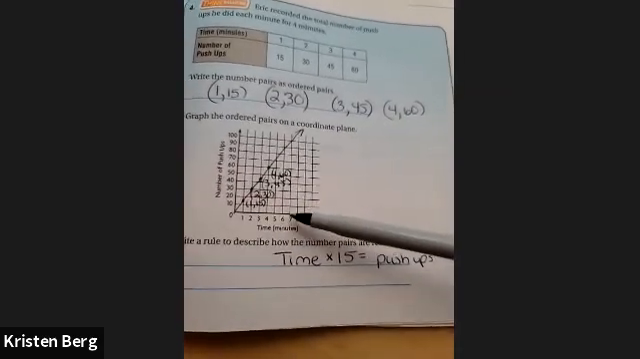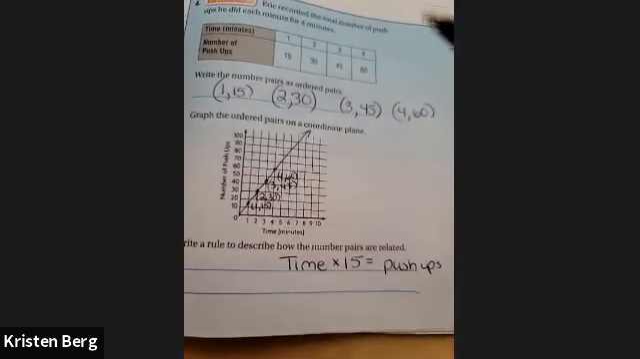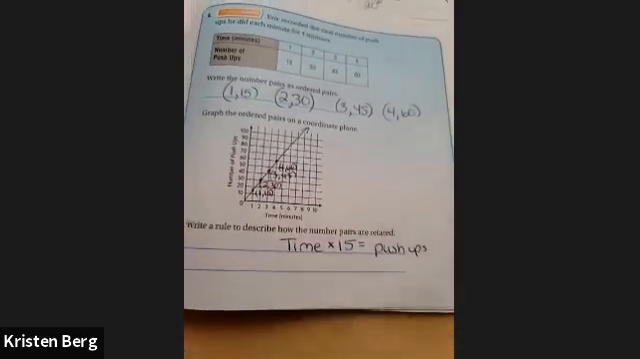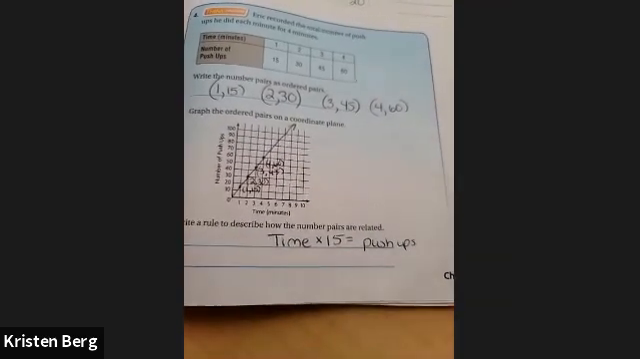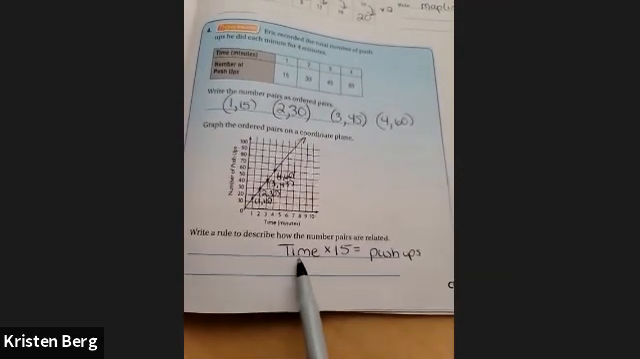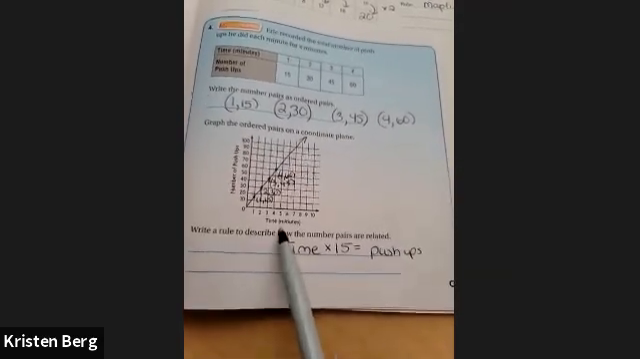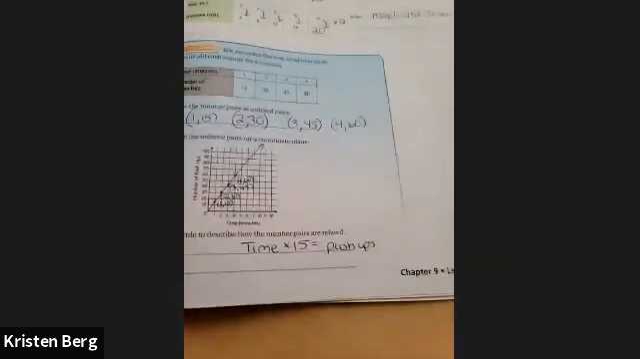So in this case, if I go up to like 6, it's going to be like 90. So that's something that you could also do when you're trying to figure it out even further. You just follow it up to where that line connects. So the rule here was taking the time, and times it by 15 will give you your push-ups.